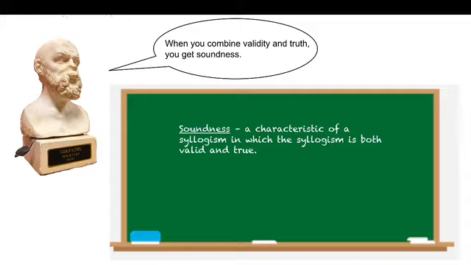And then Socrates pops back and he says, when you combine validity and truth, you get soundness. Soundness is a characteristic of the syllogism, in which the syllogism is both valid and true. And ultimately, that is the most important thing. You want to make sound arguments. Arguments where the premises and conclusion are all true and the structure is valid.